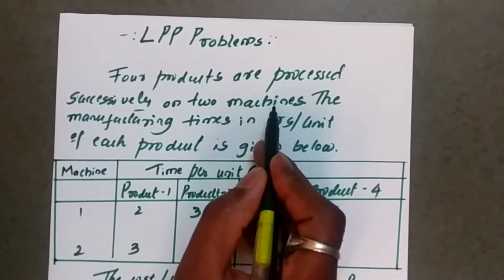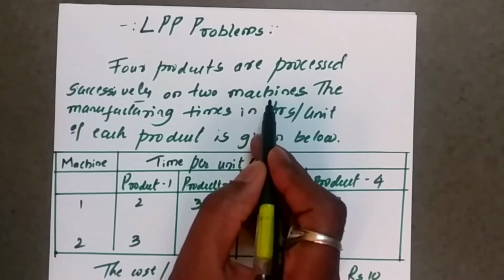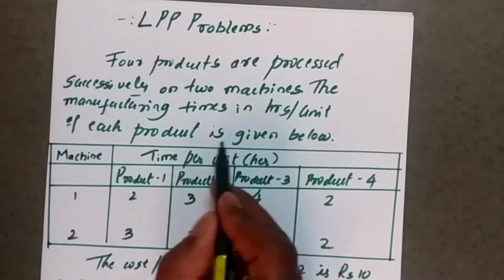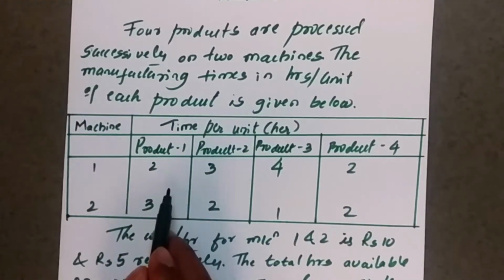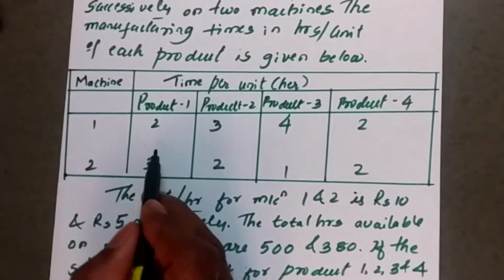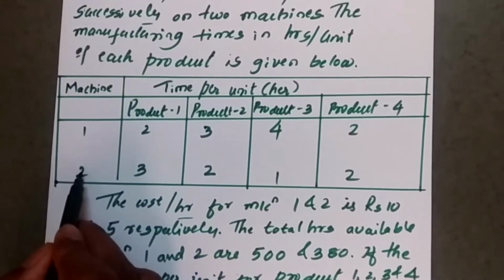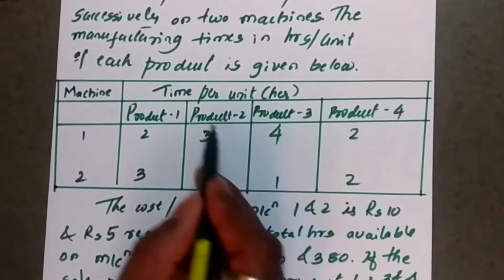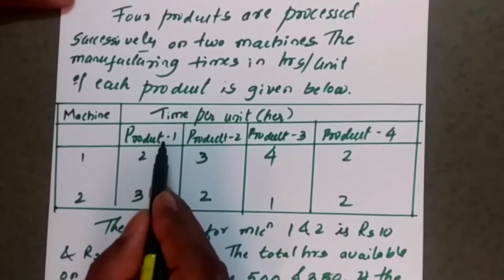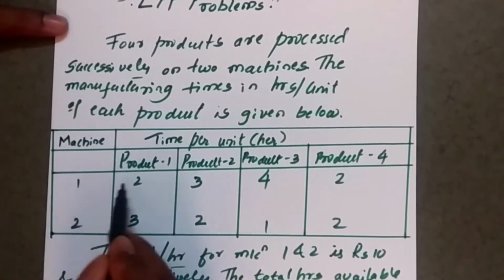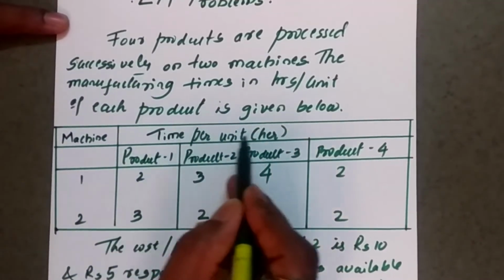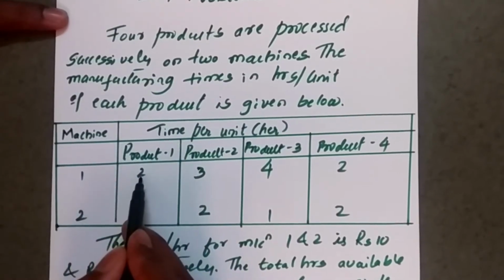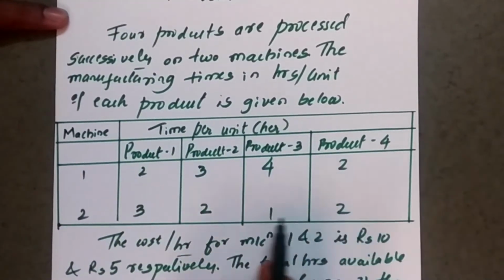So there are 4 products which are going to be processed on 2 machines. The manufacturing time in hours per unit of each product is given below. They have given one table here. In that table, there are 2 machines, and these 2 machines are going to process all the 4 products, and they have given the timings here. Product 1 on machine 1 requires 2 hours. So this is with respect to time. Product 1 on machine 1 is going to take 2 hours. In this way they have given a table here.